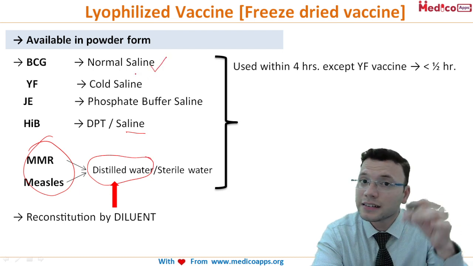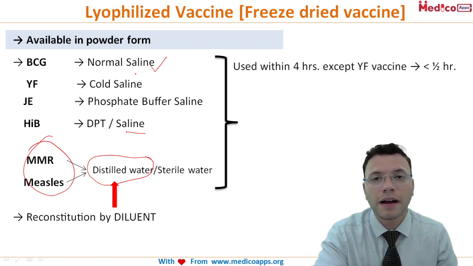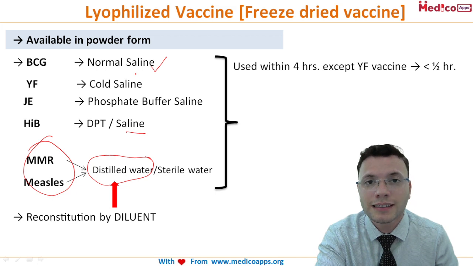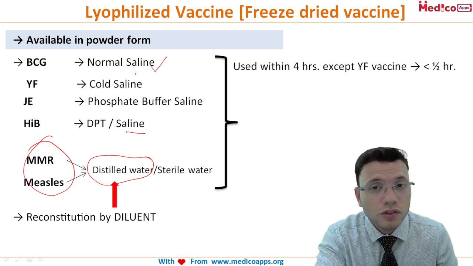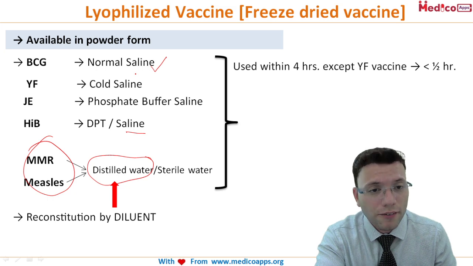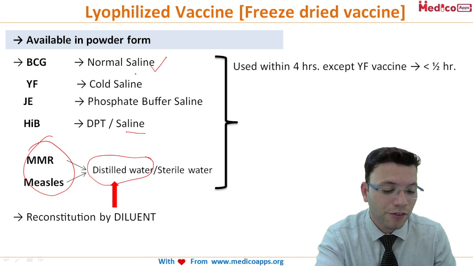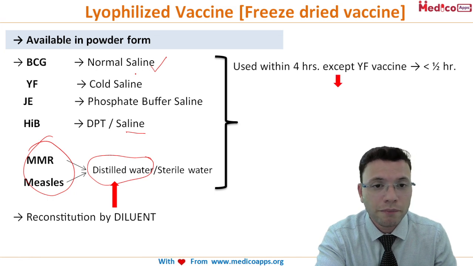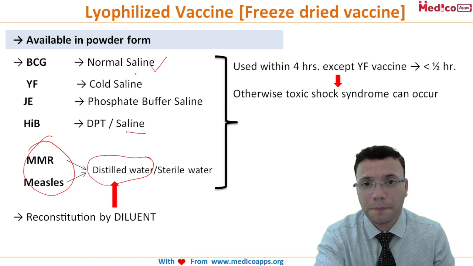Measles and measles, mumps, rubella vaccines are to be diluted by distilled water, which comes with that vaccine. Once reconstituted, it is to be used within 4 hours, except for yellow fever vaccine, which expires in half an hour after reconstitution. If you don't do that, what happens? Toxic shock syndrome can occur.